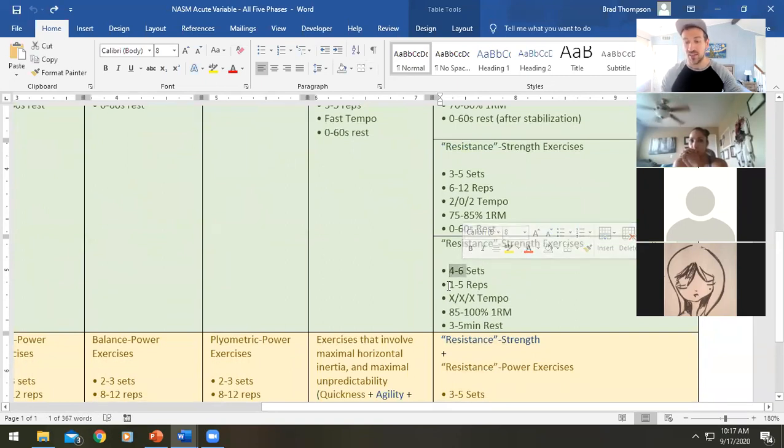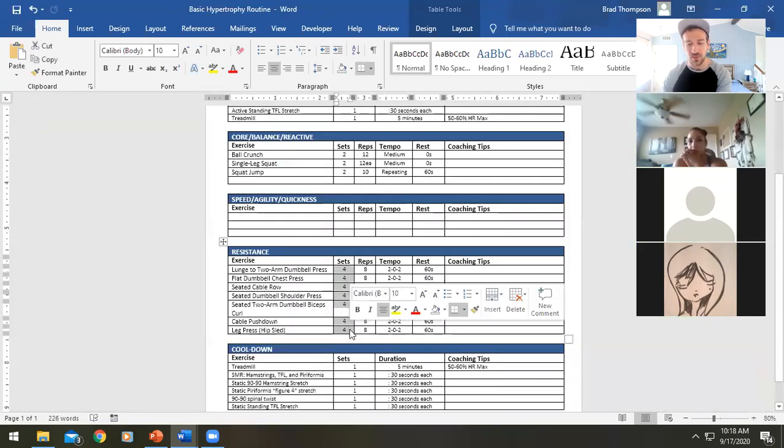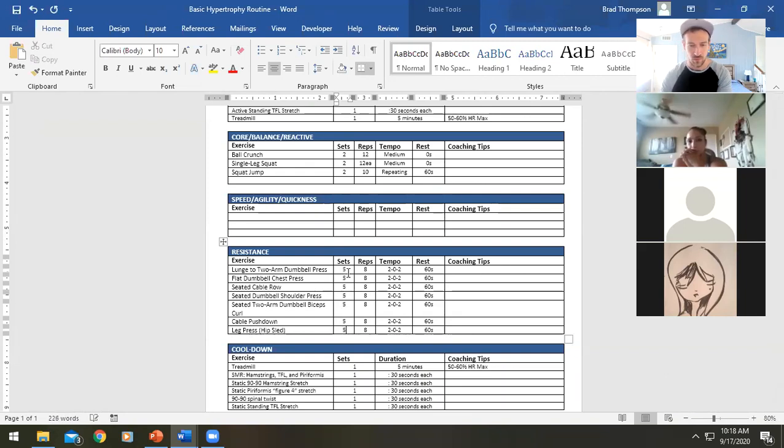But then let's go over to our resistance strength. We're going to see higher sets, lower reps, and faster tempos with maximal intensities and tons of rest. So let's go from 4 sets up to 5. Let's drop our reps down to 5 as well. And let's change our tempo to XXX. Now, again, world's longest routine, because look at this, 3 minutes of rest. That is a lot of rest. This routine right here just became 2 hours.